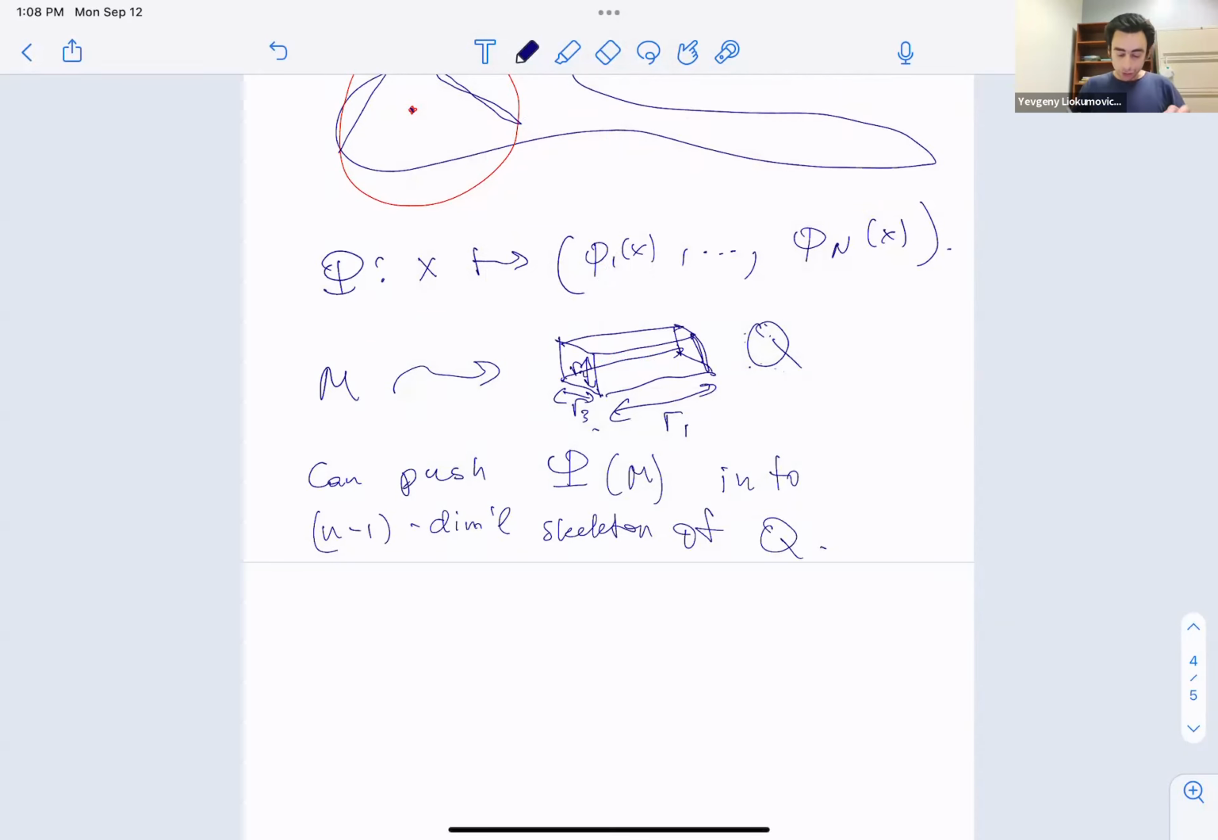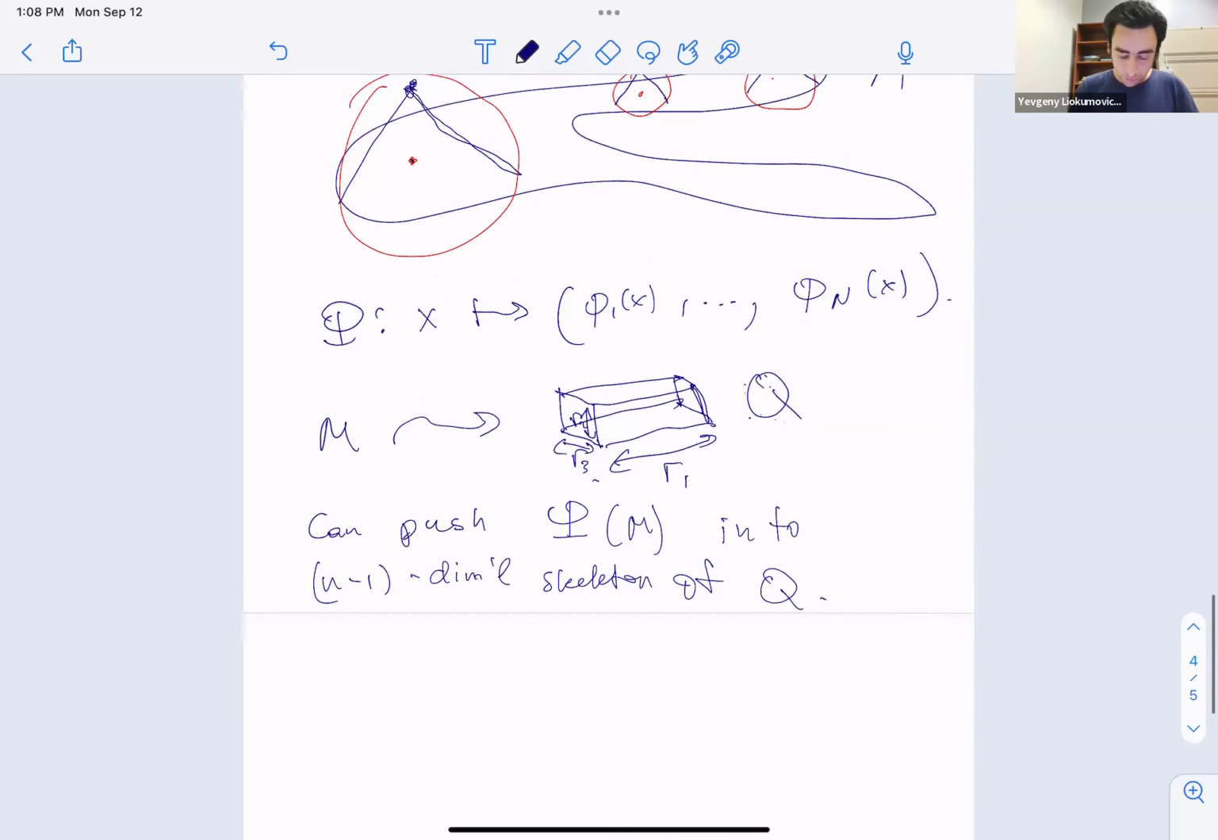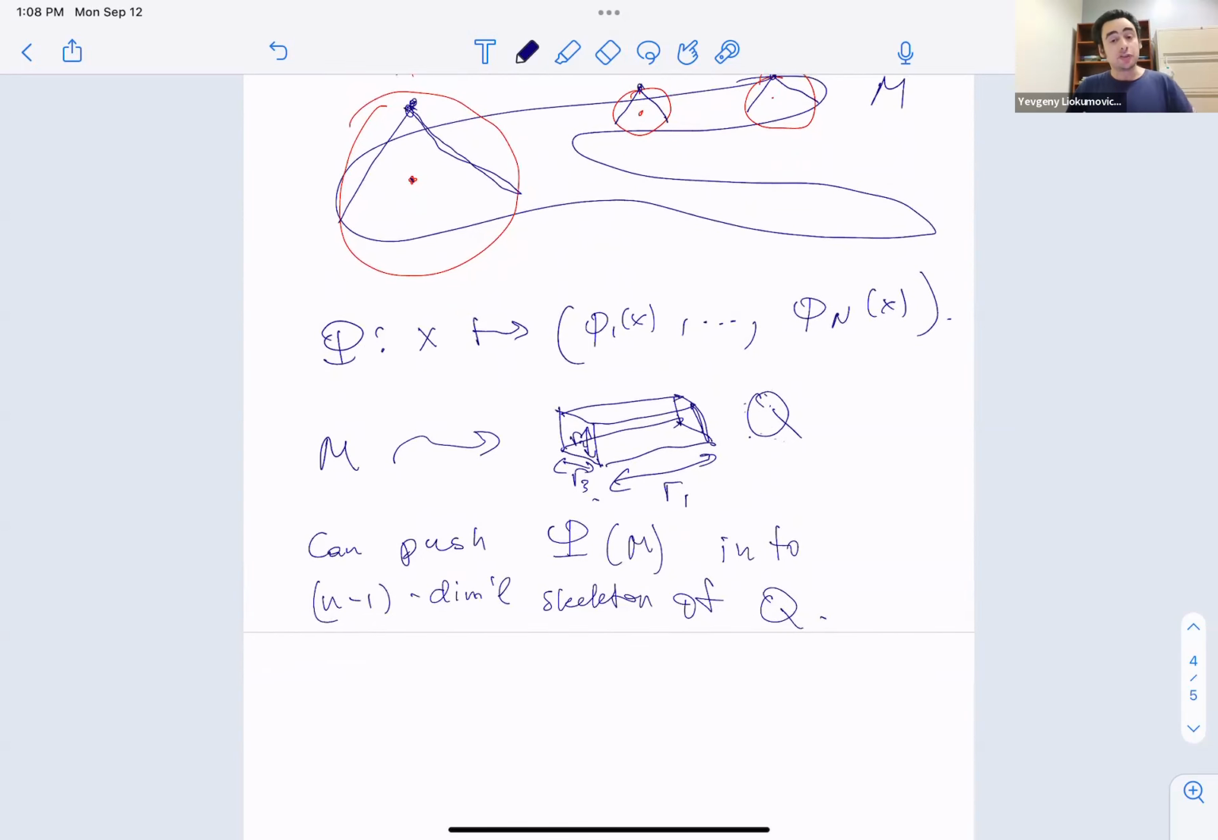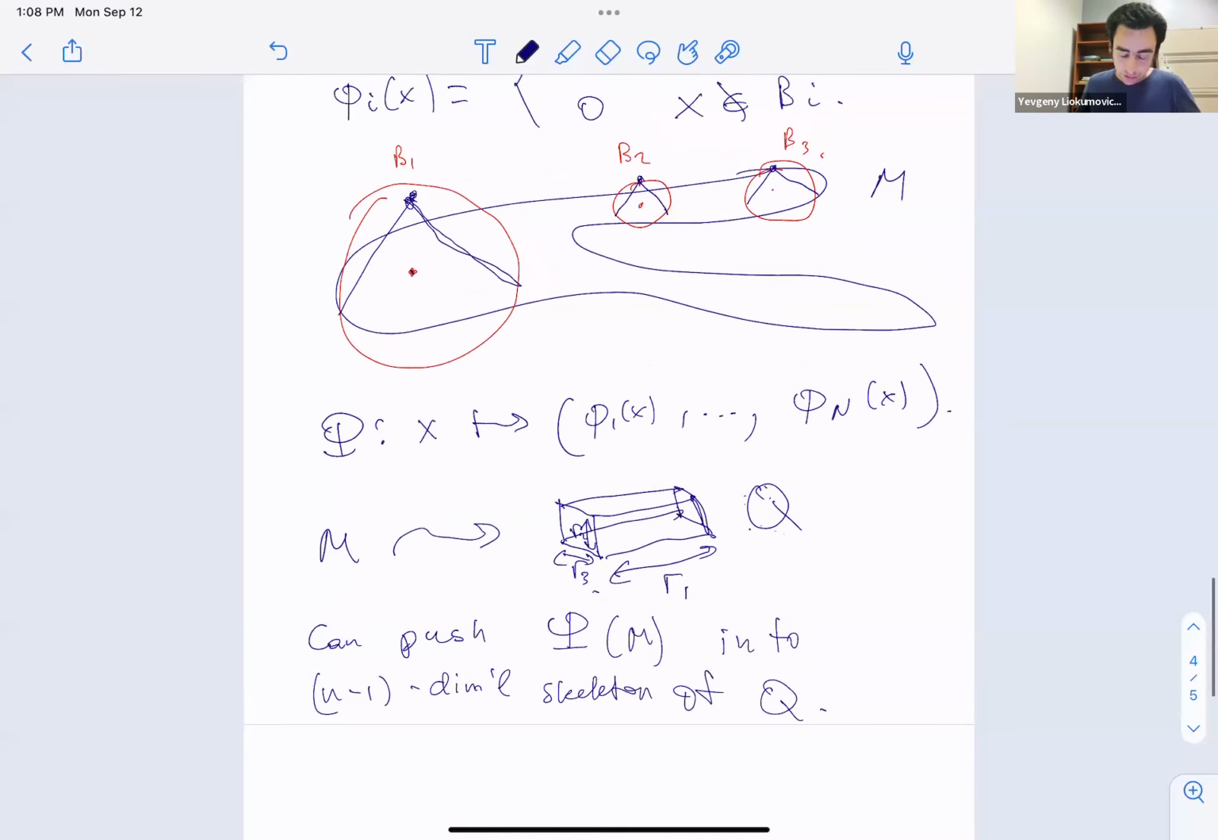So you will be able to push this image into the n-1 dimensional skeleton of Q, and you can control how much you move the points of Q. And so when you look at the pre-images of the resulting map, this will be precisely the map that gives you good control on the n-1 dimensional Urysohn width. The diameters of the pre-images will be small.